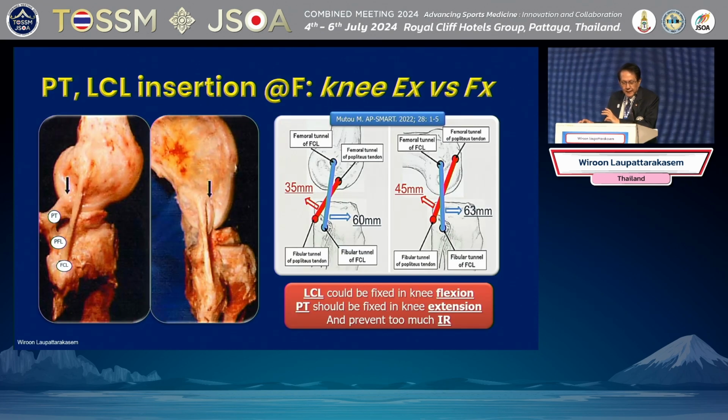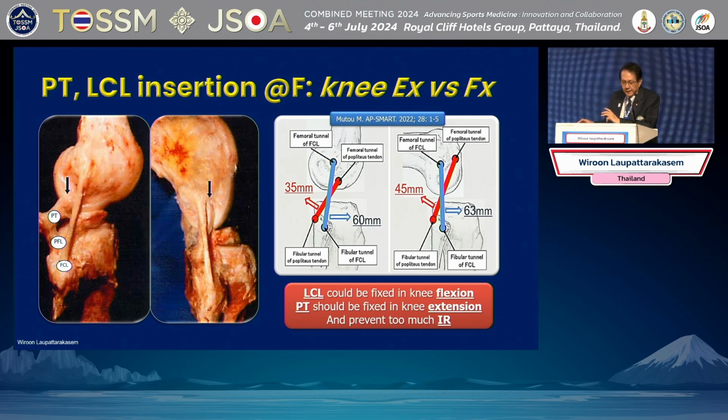We look at the attachment of the LCL and popliteus tendon. We know that when the knee is extended, the popliteus tendon will be lower and behind. When it is flexed, it will be anterior and higher. And they have measured that between extension and flexion, the LCL length will change about 3 millimeters, while the popliteus tendon length will change about 10 millimeters.